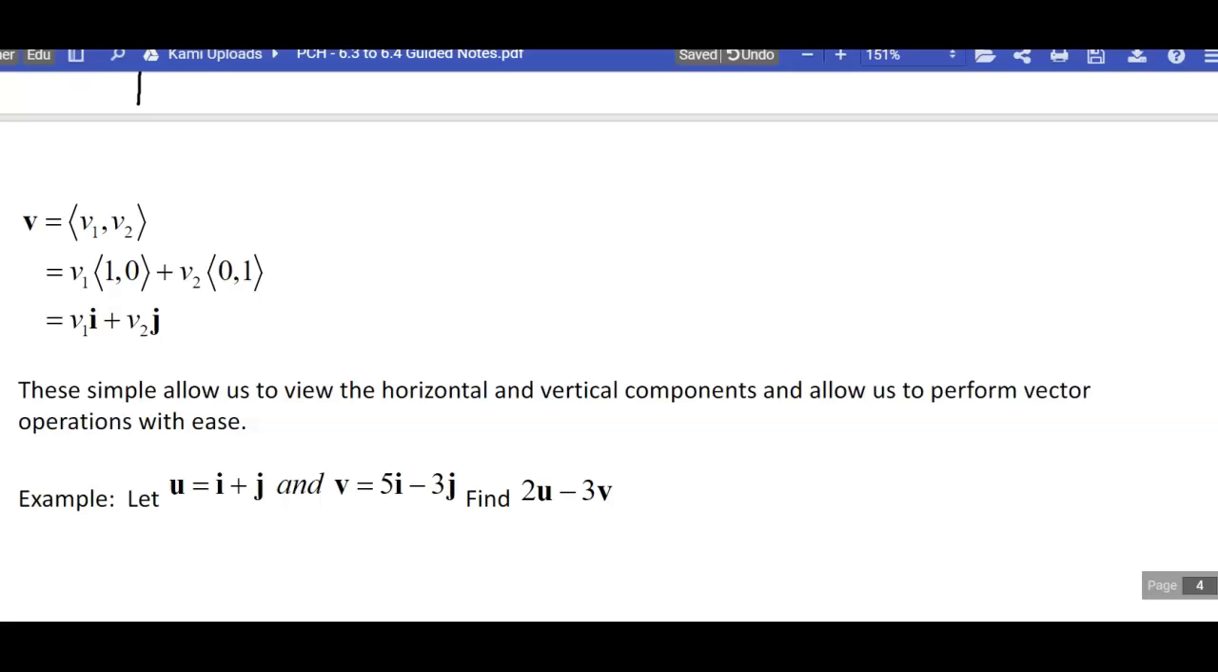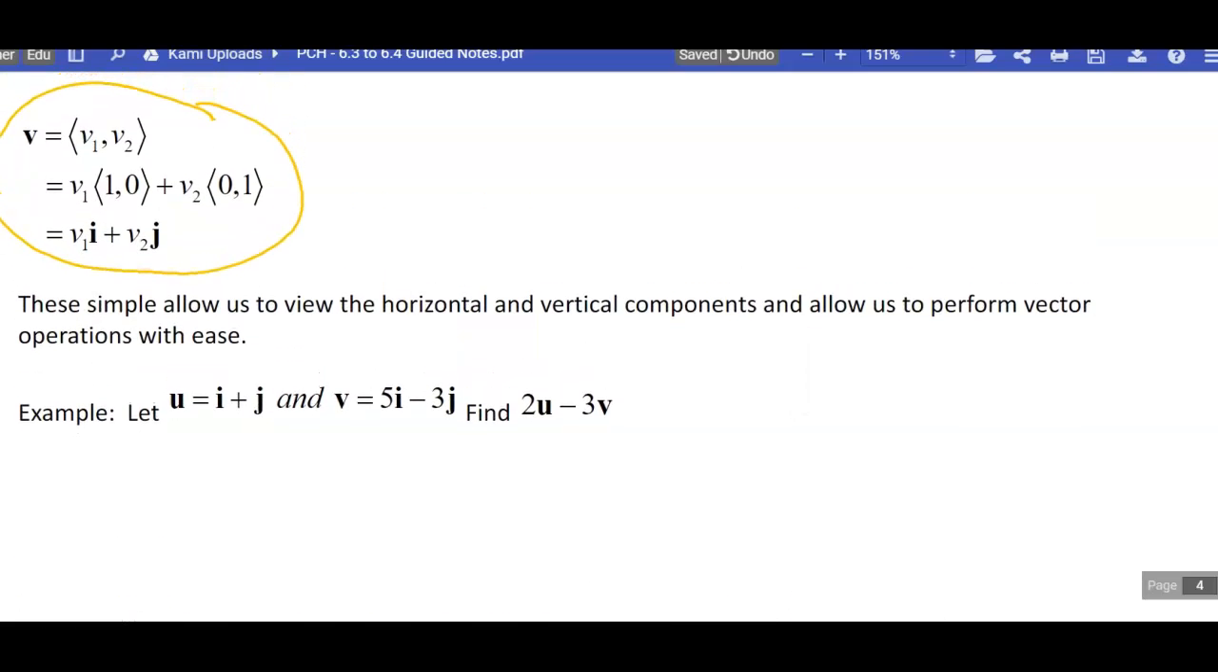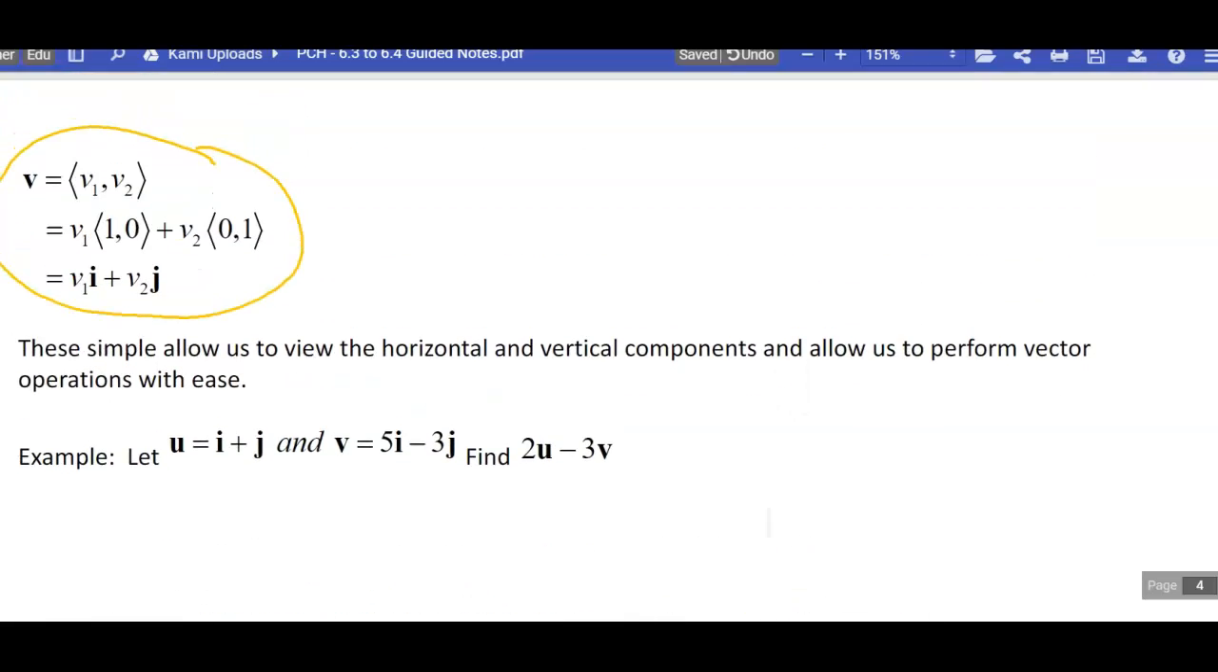So all of this stuff here, it looks sort of confusing. We're going to take the x component and y component, and we're going to multiply it by the standard unit vectors, and we end up with v1i plus v2j. So let's take a look. It's not as complicated as it makes it look.